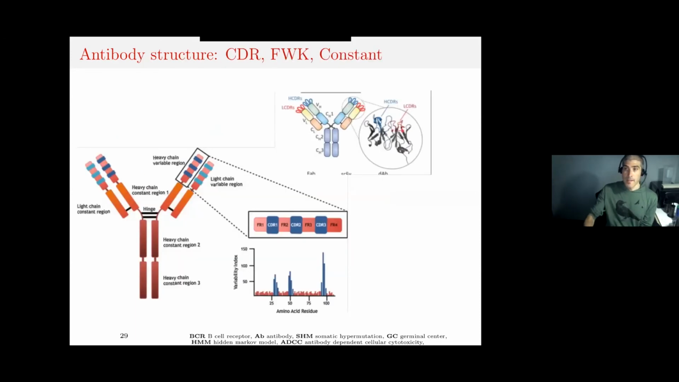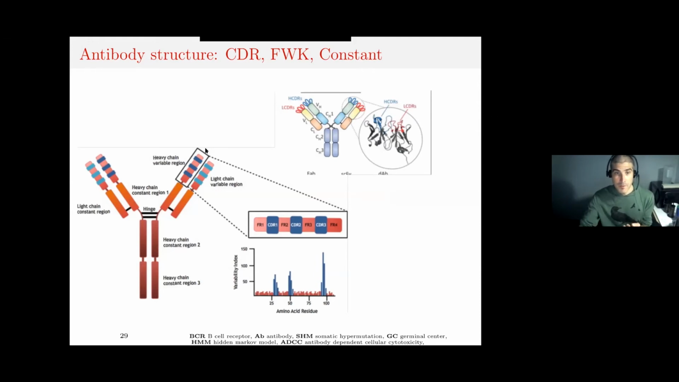So in order to relate ADCC activity to the inferred ancestors I'm talking about, I need to go into a little more detail about antibody structure. This is the bit that I was saying is the variable part of the antibody that determines the pathogen specificity.